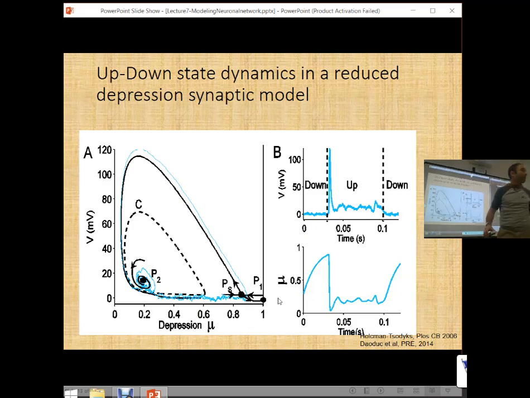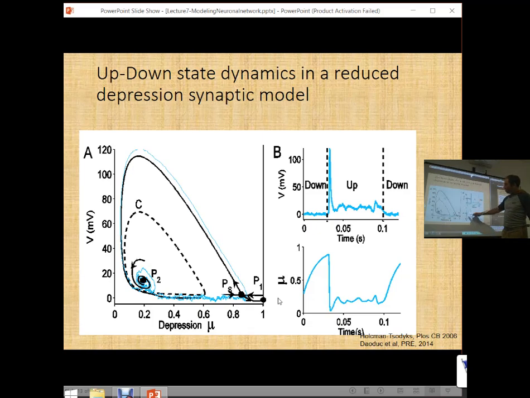Yeah, go ahead. Here on the simulation, do you put an input? No input. No input? Just noise. So this means that if the vesicles are full, then it will go to the upstate. What do you mean full? I mean, all the vesicles, the depression goes to one. This is the depression here.